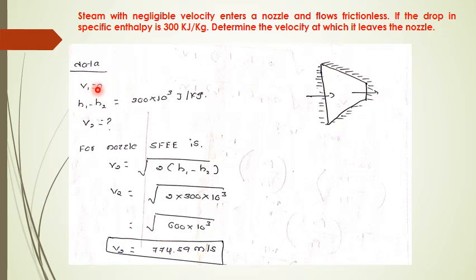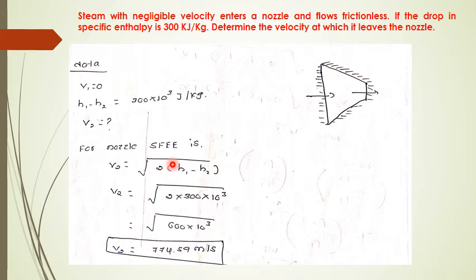From the given problem, V1 is equal to 0 because in the problem it is mentioned that steam with negligible velocity enters the nozzle. That's why initial velocity is negligible, so we can consider it as 0. So V1 equal to 0. Then H1 minus H2, which is the drop in specific enthalpy, is 300 kJ per kg, 300 into 10 to the power 3 joule per kg. Then we need to find out the exit velocity of the nozzle.